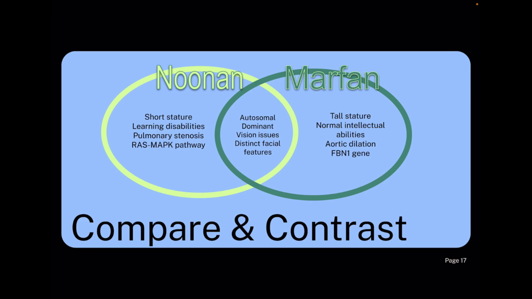Marfan-specific is the opposite. They have tall stature. They usually have normal intellectual abilities. Compared to pulmonary stenosis, they have aortic dilation, and it is related to the FBN1 gene, which is the connective tissue gene. And some similarities they have are that they're both autosomal dominant, they both have certain vision changes, and they are known for their distinct facial features.